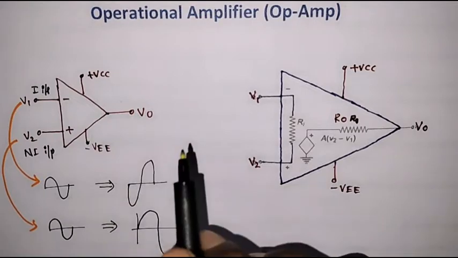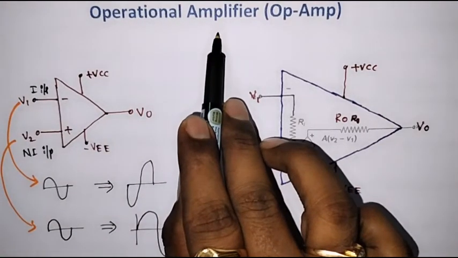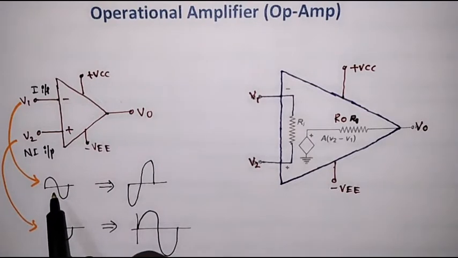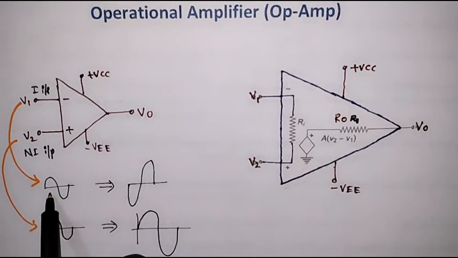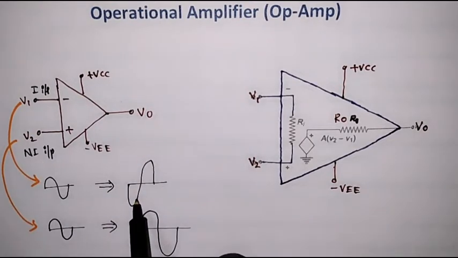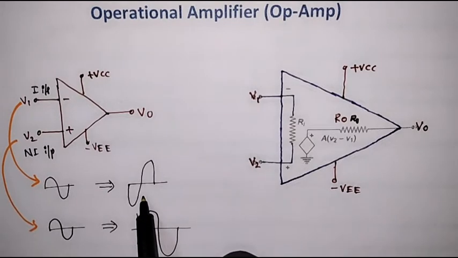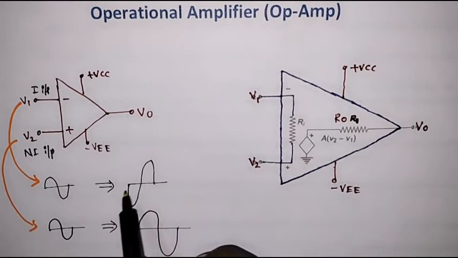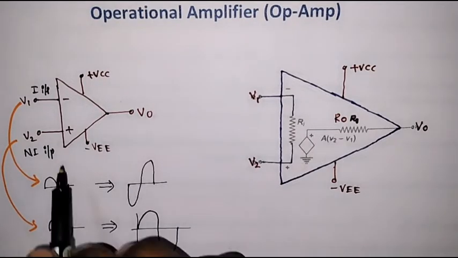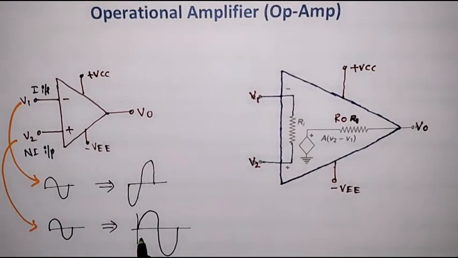In op amp, the word amplifier is nothing but which will amplify the input signal. As here we can observe, if we apply this input to the inverting input terminal, it produces 180-degree phase shift and the output is an amplified version of the input. Similarly, if we apply input to the non-inverting terminal, the output it produces is an amplified version of the input signal.